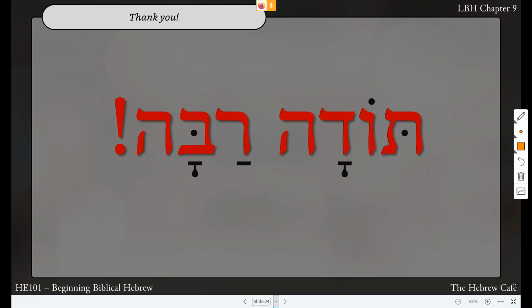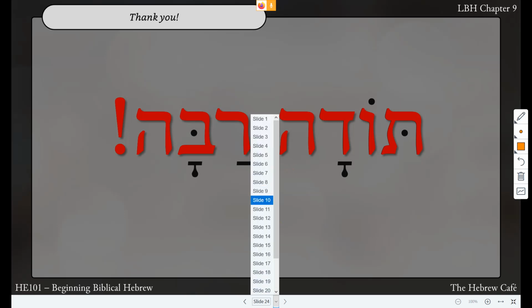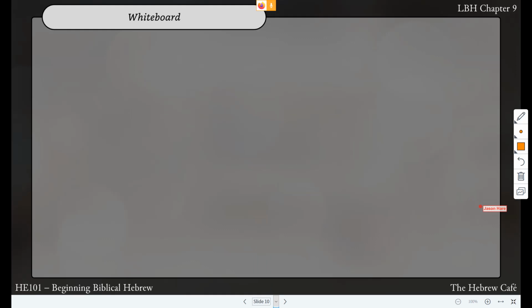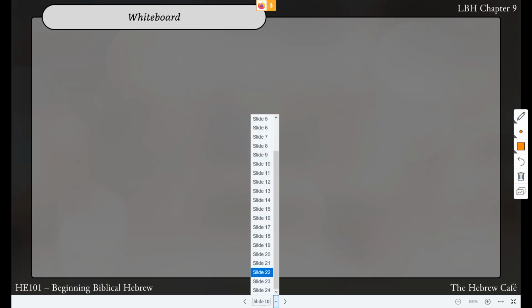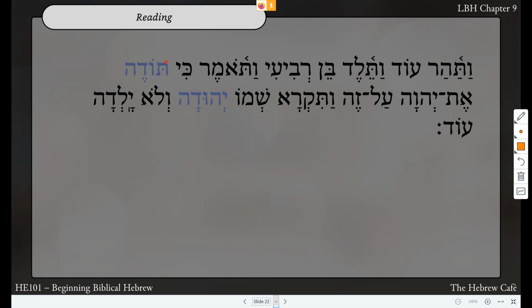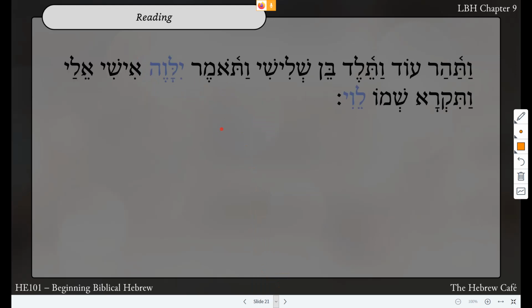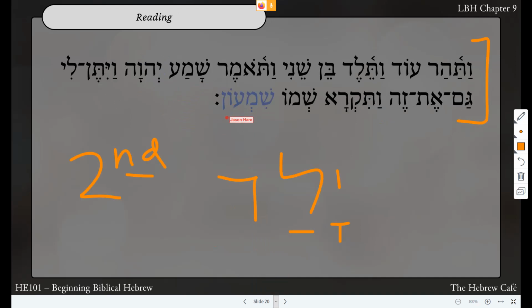I had a question. Toda Rabah, the words that were in gray or that were lit up, they're connected words, right? Yeah, I chose to do that to draw the connection. Oh, wow. Okay. That's interesting. Okay. Tode and Yehuda. Also Yehuda, I see that. Yilave and Levi. Shimon and Shama. I didn't underline Shama, but... Okay. Yeah. Now I see it. All right. Thank you.